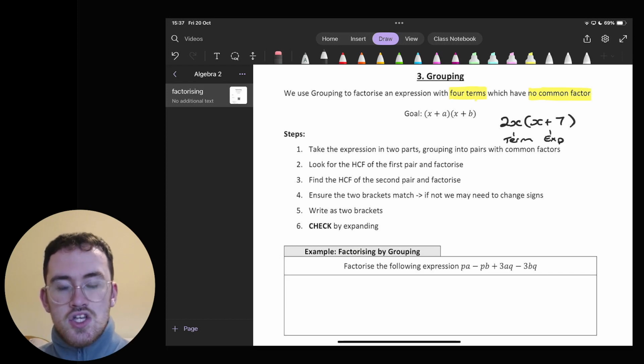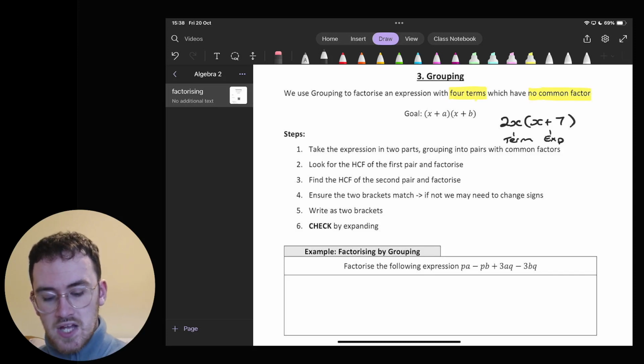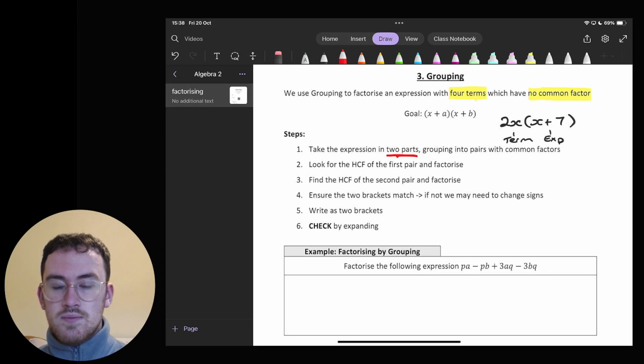Okay, so the steps for this one seem a little bit longer, but we're really following the same steps with any question for grouping, and you're repeating your steps a few times here. The first step is we take the expression in two parts, grouping them into pairs with common factors. And what I'll say with that is in some cases that's going to mean changing the order, and we'll look at one of those examples later as well.